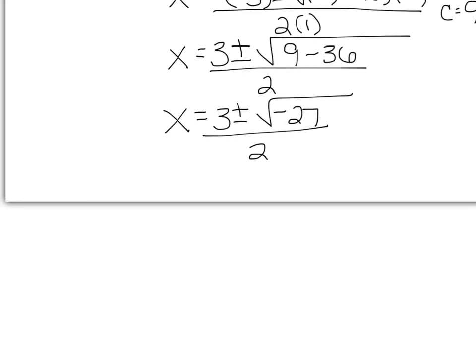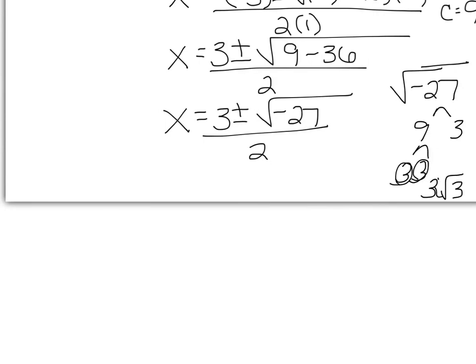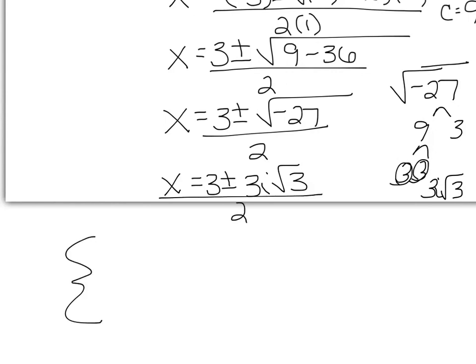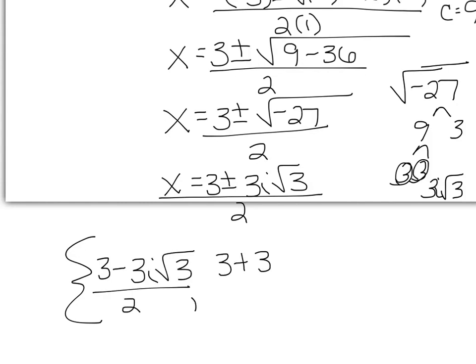So I have to simplify the square root of negative 27. So I know I'm going to pull an i out of that. Let's see what 27 breaks down into. 9 times 3, and 9 is 3 times 3. So it's going to be 3 square root of 3. So 3i square root of 3. So that's x equals 3 plus or minus 3i square root of 3 all over 2. So my answer is 3 minus 3i square root of 3 over 2, and 3 plus 3i square root of 3 over 2.